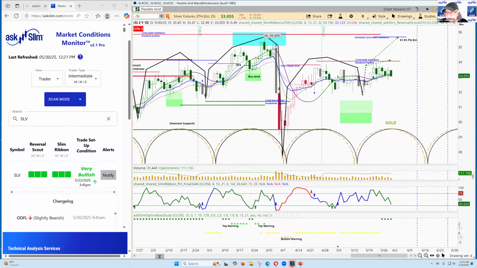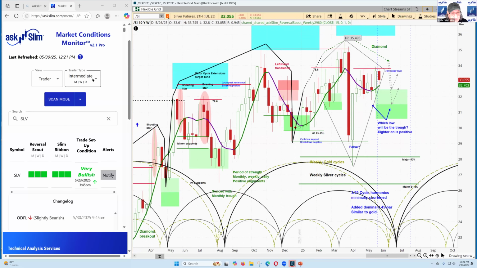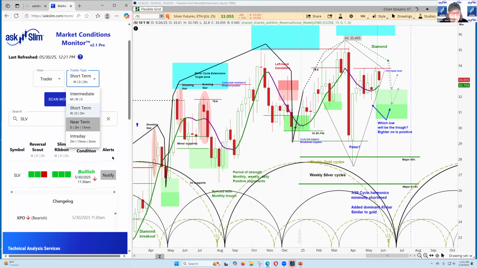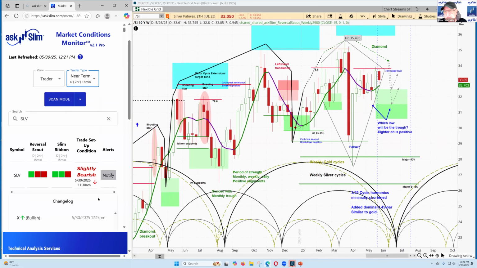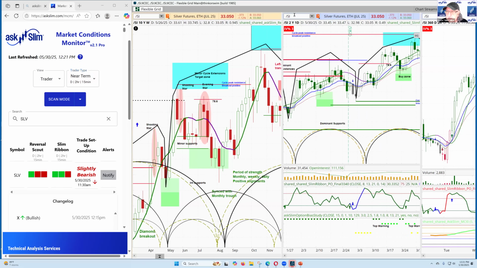That's the silver market, Danny, and what I think about that diamond specifically. Again, we have intermediate very bullish, the short term as bullish, coming down from very bullish. That's that arrow right over there. And the near term is showing us slightly bearish, that it's in this little corrective process right now and probably going to give us a buying opportunity coming forward.